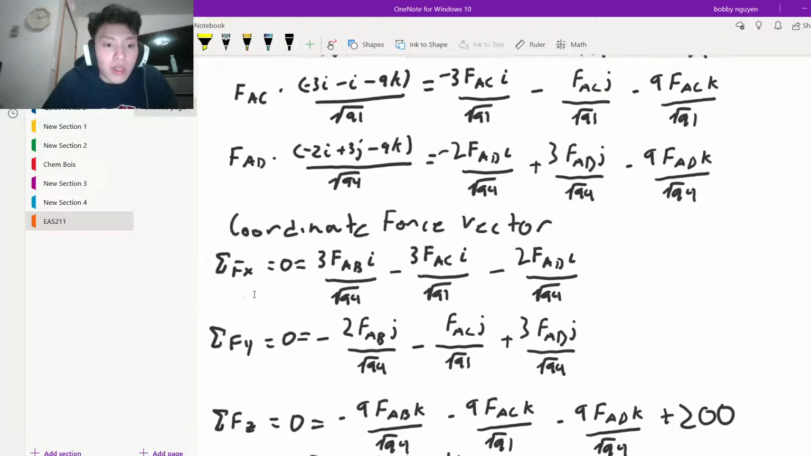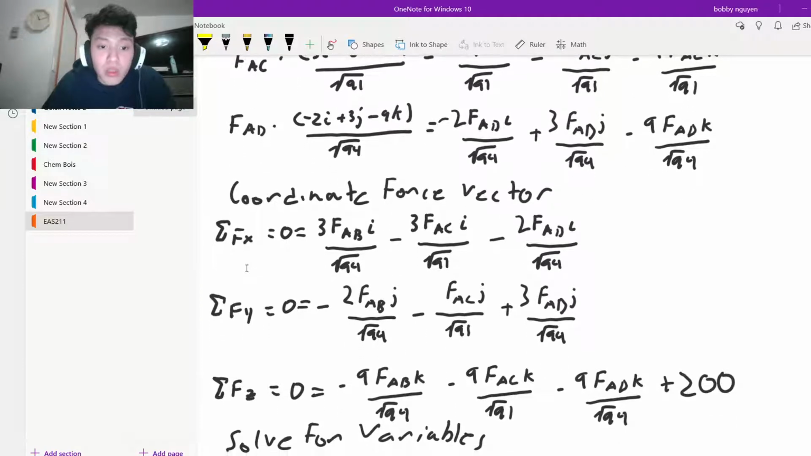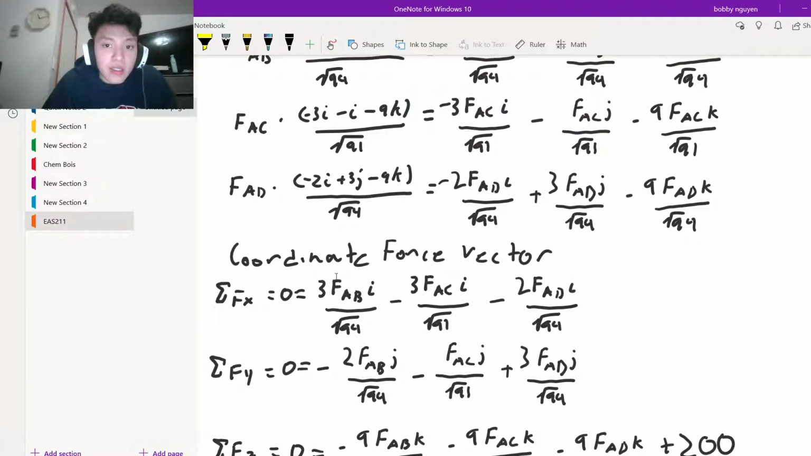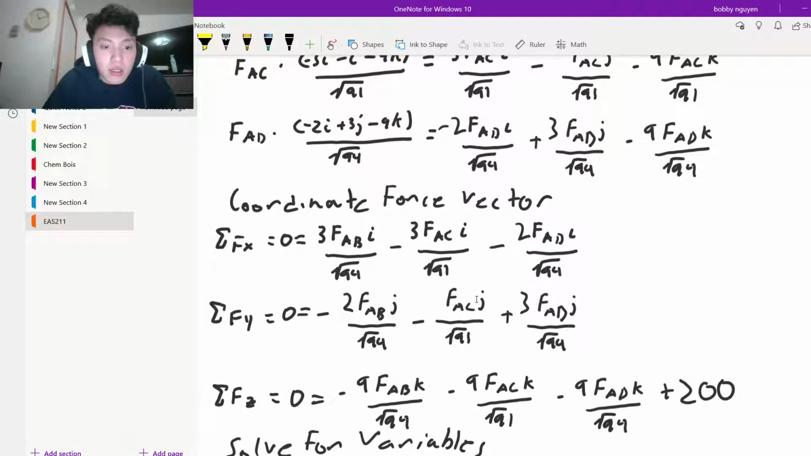One of them is that we know the sum of the forces in the x, y, and z directions should equal 0 because nothing is moving in this problem. If something were to move or have some amount of acceleration, then it wouldn't be 0. But because nothing's moving, everything is 0. So once we know that, we can set all the x's equal to 0 right here, all the y's equal to 0, and all the z's.